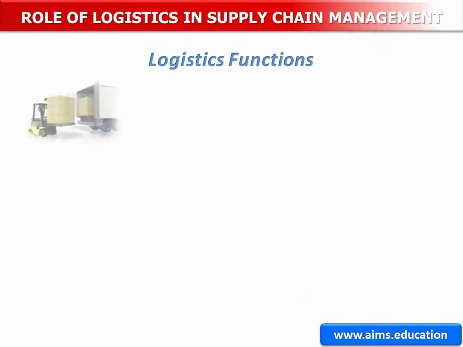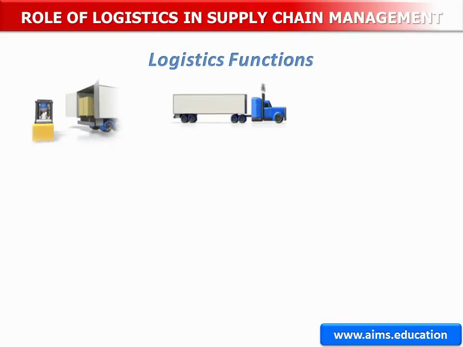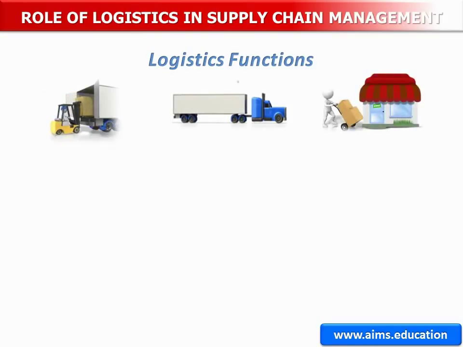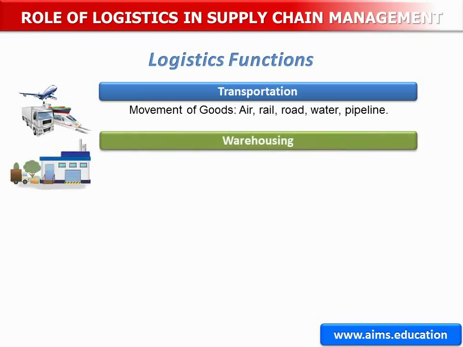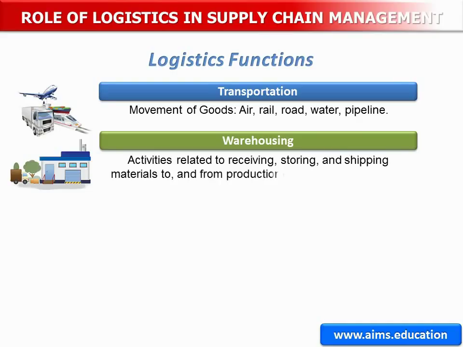Logistics functions. Logistics is about moving materials or goods from one place to another. The following areas of logistics management contribute to an integrated approach to logistics within supply chain management. Transportation. Many modes of transportation play a role in the movement of goods through supply chains: air, rail, road, water, pipeline. Warehousing. When inventory is not on the move between locations, it may have to spend some time in a warehouse. Warehousing is the activities related to receiving, storing, and shipping materials to and from production or distribution locations.